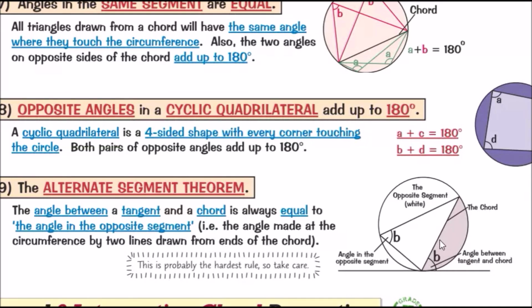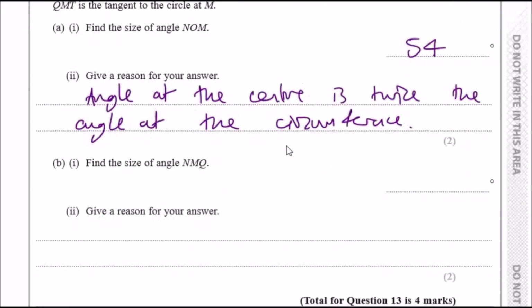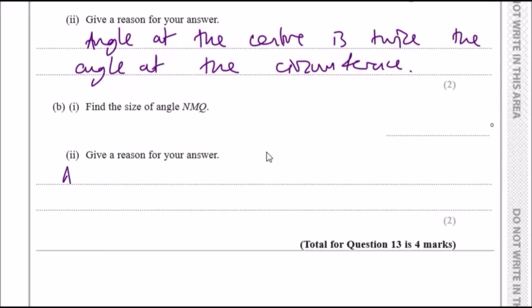If you imagine this chord, it's going to be on the other side of the chord. So I always draw an arrow from here touching the angle. And we just say the angle between the tangent and the chord is always equal to the angle in the opposite segment. Done. That's literally all you say. So the angle is 27.